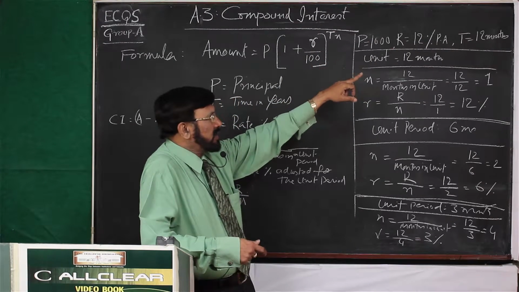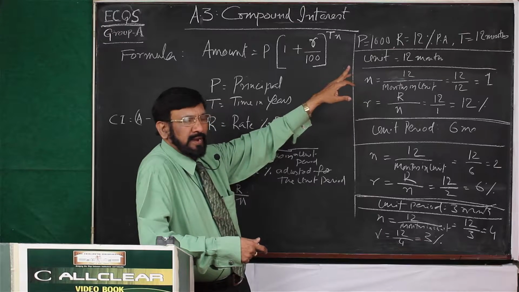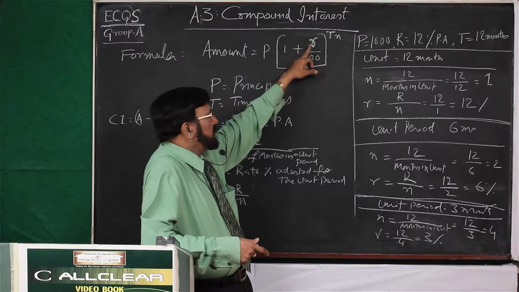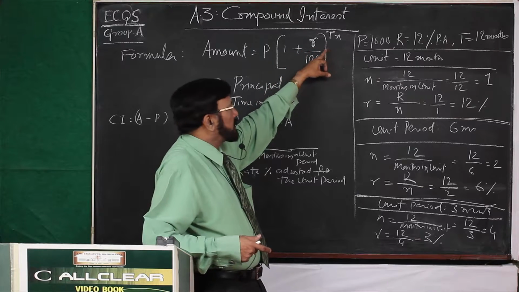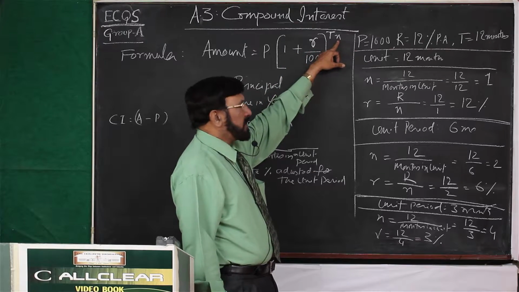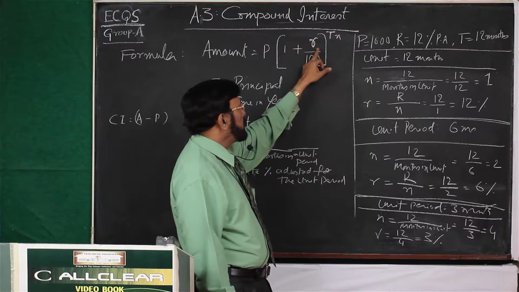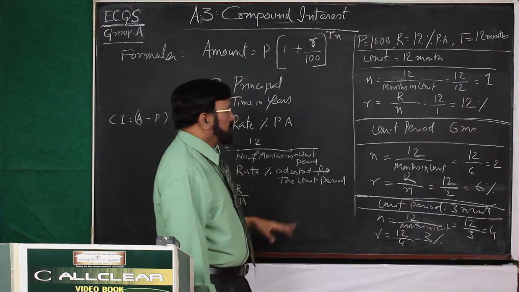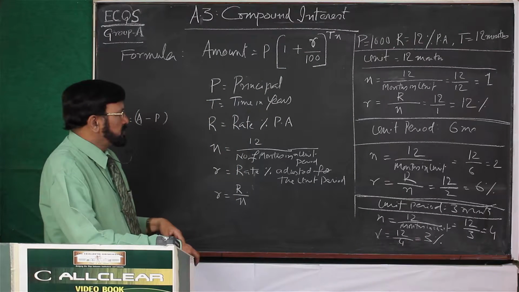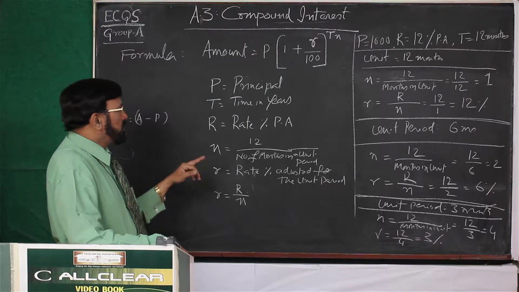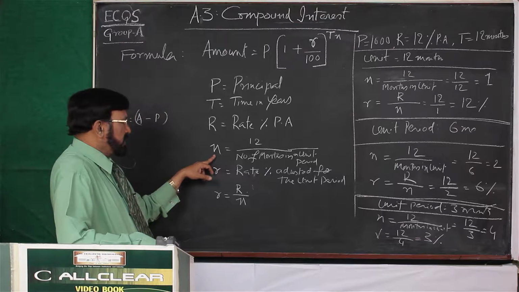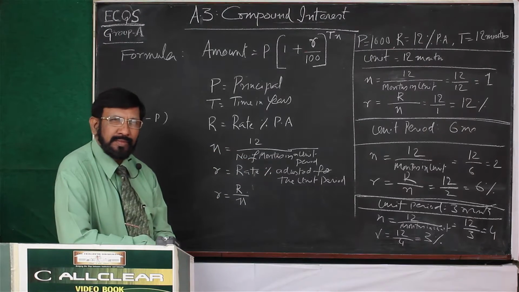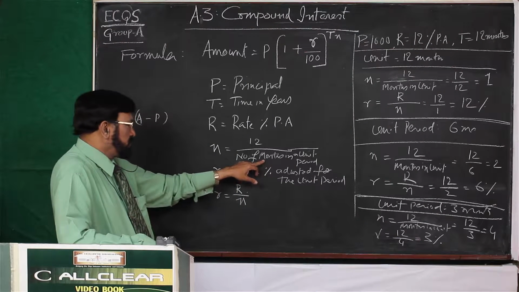Now uppercase R I am using for rate of interest per annum. Lowercase r is the adjusted one, I will explain. This is time in years, and n. I mainly have to focus on r and n. Then if you understand, simply substitute and get it. And what is n? n is 12 by the number of months in the unit period.